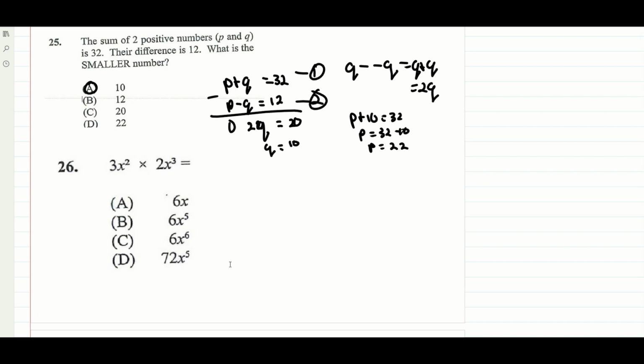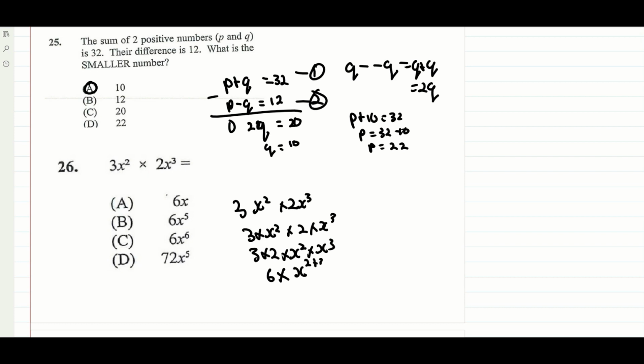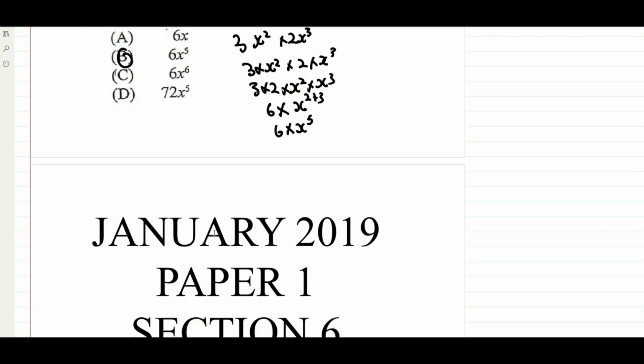Alright, this one here, we did this already. This is 3x squared multiplied by 2x cubed. This is 3 multiplied by x squared multiplied by 2 multiplied by x cubed, which is 3 multiplied by 2 multiplied by x squared multiplied by x cubed. 3 2s are 6, and x squared by x cubed, the bases are the same, so you add the powers, x to the power of 2 plus 3. So 6 multiplied by x to the power of 5. So that is B.